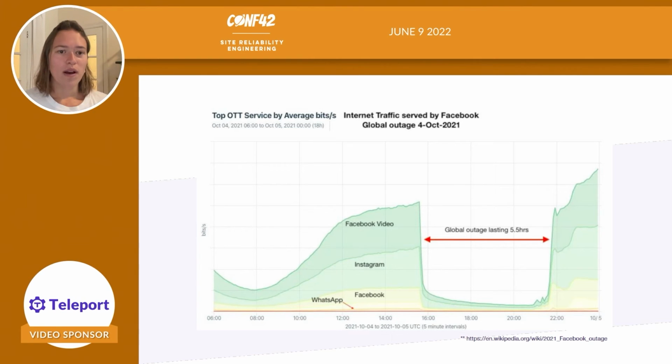And so Facebook actually put out a long postmortem on this and a long article about what they're going to do to prevent this from happening in the future. And I encourage you to take a look at it if you're interested. But at the end of the day, this outage cost Facebook over $60 million. And again, it lasted 5.5 hours. It's the longest outage they've ever had.